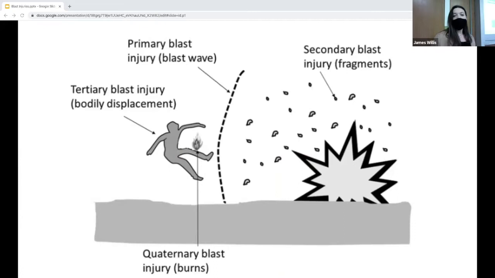So here I'm just going to briefly go over the four main categories before I delve into them in more detail. The way you can think about it is, think about what hits you first. So primary blast injury is due to the blast wave. That's the first thing that's going to hit you. Next are fragments from the bomb. That causes secondary blast injuries. Third is an individual being thrown from that blast wind. So that's going to be tertiary blast injuries. And then quaternary blast injuries is everything else. It says burns there. It's not just burns, but burns are very common.